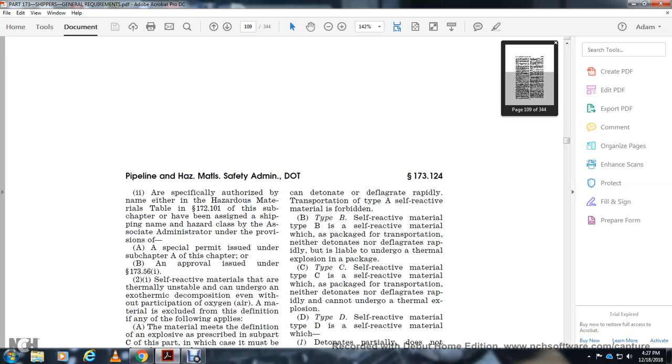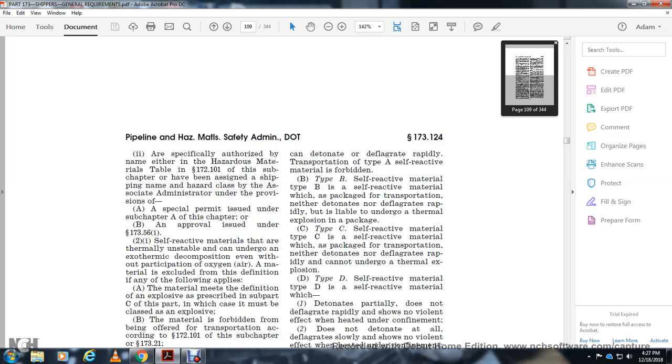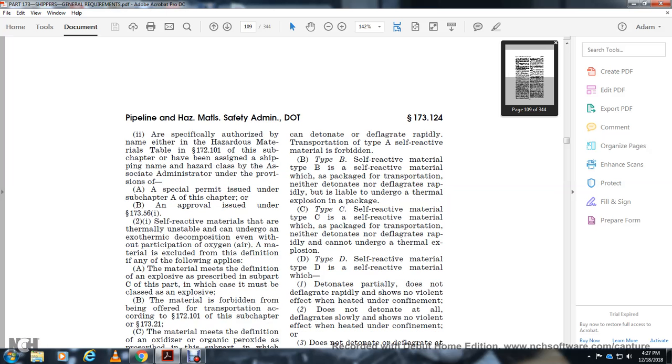Self-reactive materials are thermally unstable materials liable to undergo exothermic decomposition even without the participation of oxygen or air. A material is excluded from this definition if any of the following applies. The material meets the definition of an explosive prescribed in subpart C, in which case it must be classed as an explosive. Forbidden materials may not be offered for transportation according to 172.101 and 173.21.